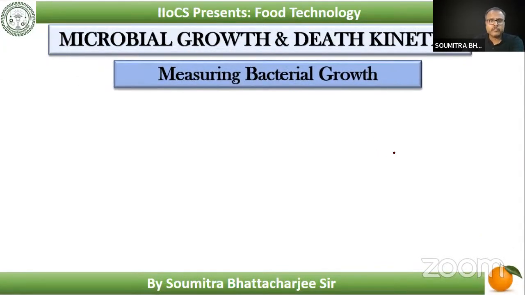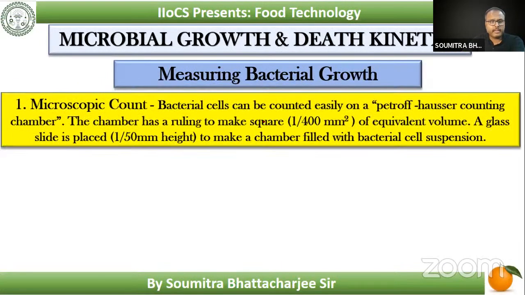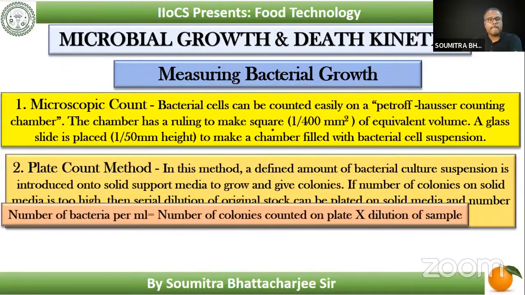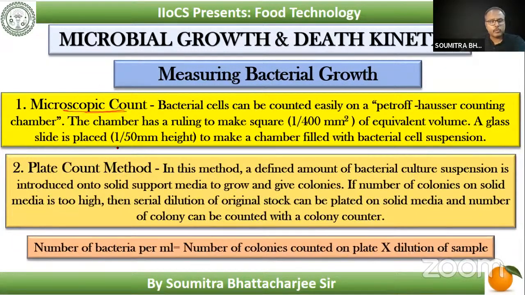Now, in fermentation we have to know about growth and death kinetics, because in fermentation the temperature as well as the pressure are limited, and under those limited conditions the microbes are utilized. To measure bacterial growth, there are many different methods. We discussed these previously while covering microbiology: the microscopic count and the plate count method. Number of bacteria per ml is equal to the number of colonies counted on the plate multiplied by the dilution of the sample.